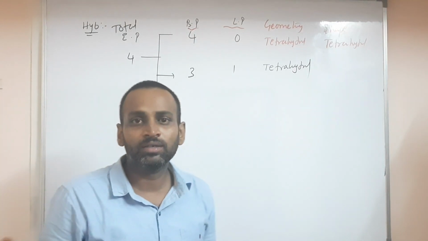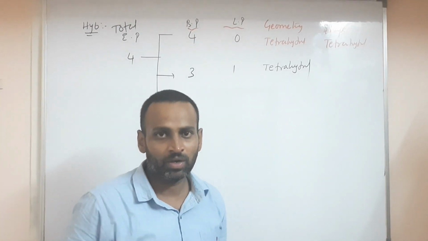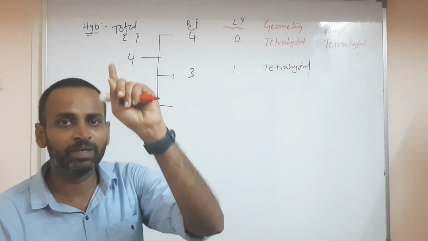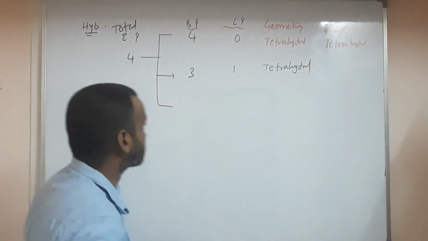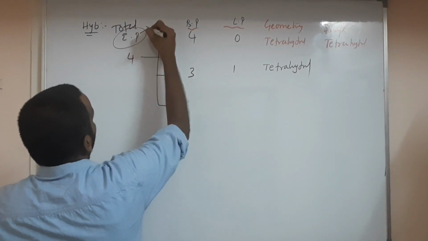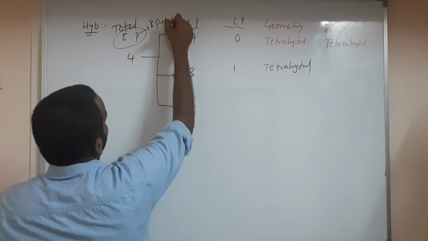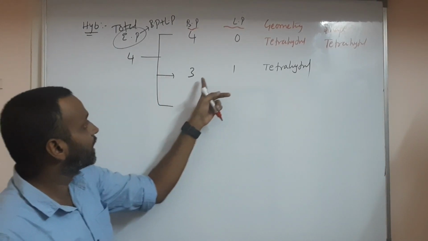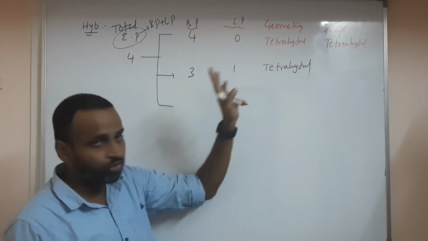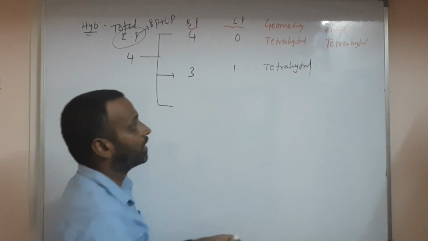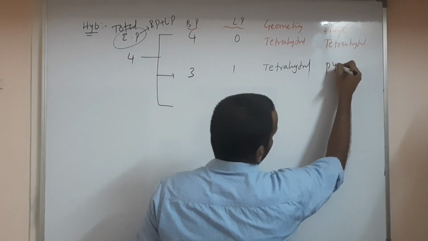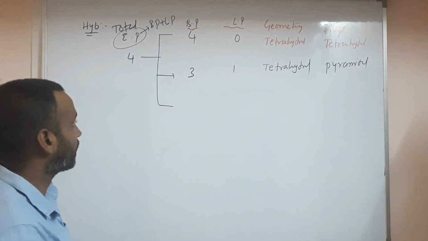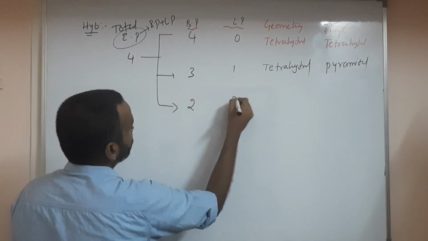Geometry will never change. Okay? Always geometry will be fixed. Geometry depends on the number of total electron pairs. Total electron pairs means what? Both bond pairs plus lone pairs. So 4, 3 and 1. Total 4 electron pairs, 3 plus 1, tetrahedral. But shape will be pyramidal, like this. Okay. Next, 2 and 2.